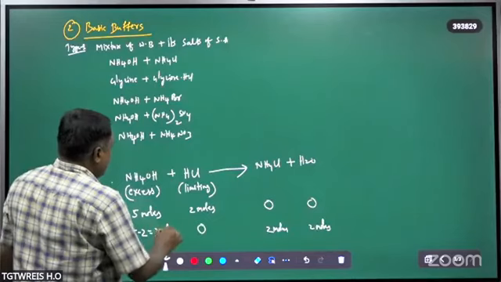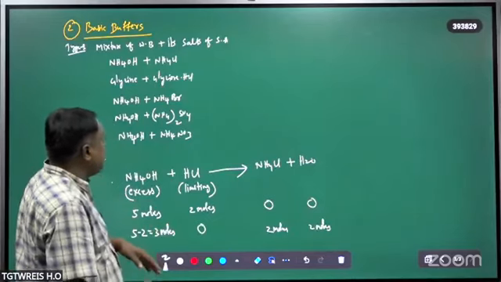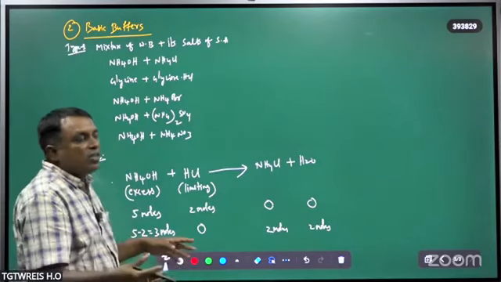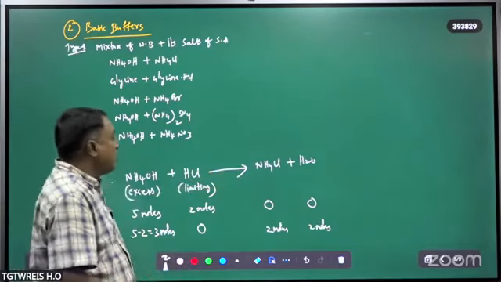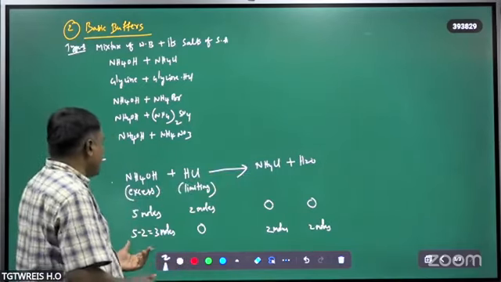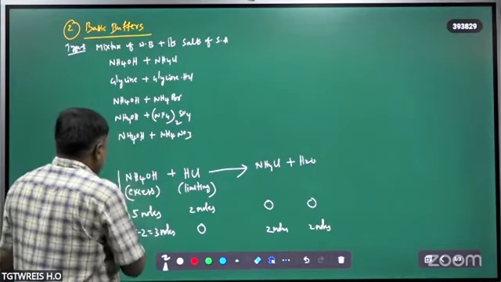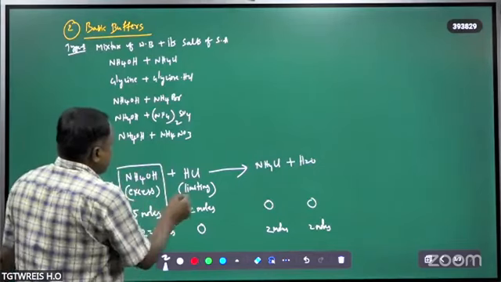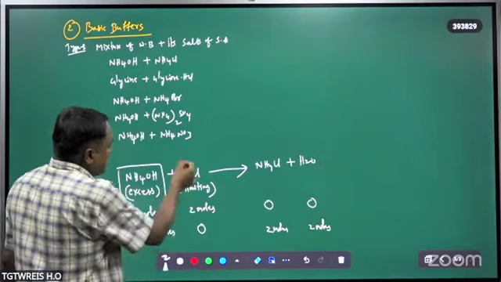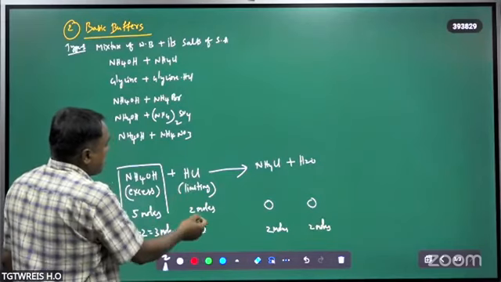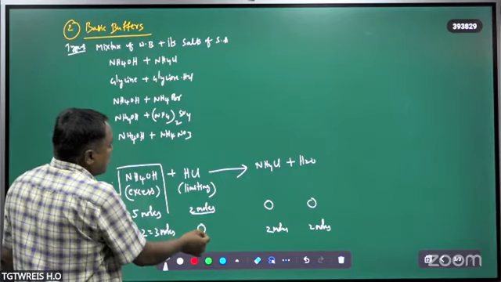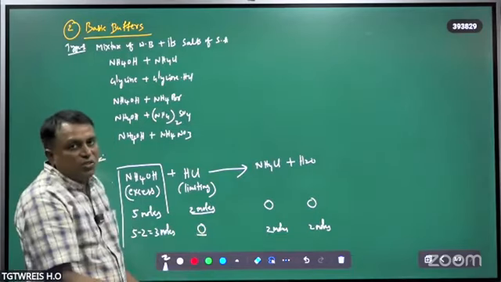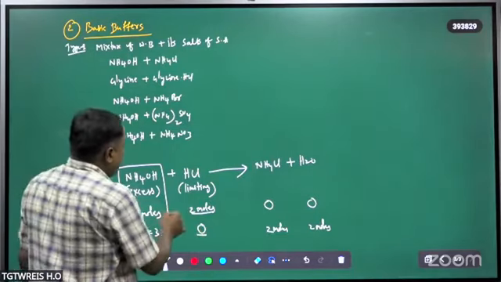3 moles of the ammonium hydroxide is present in the reaction mixture after the formation of the ammonium chloride and water, or after the completion of the reaction. Therefore, HCl is 0 in the reaction mixture. Initially it is 2 moles. After the completion of the reaction, it will be 0. Therefore, there is no HCl in the reaction mixture.